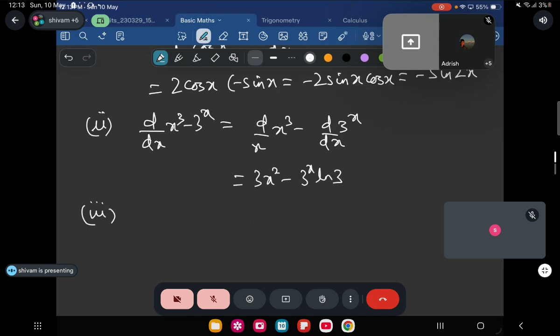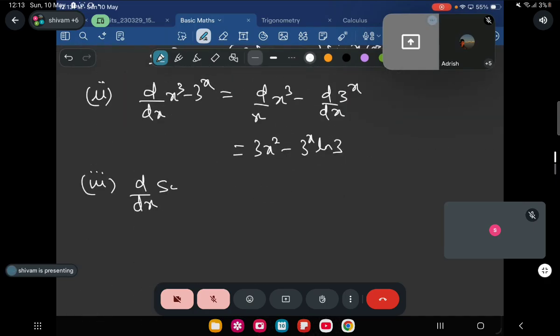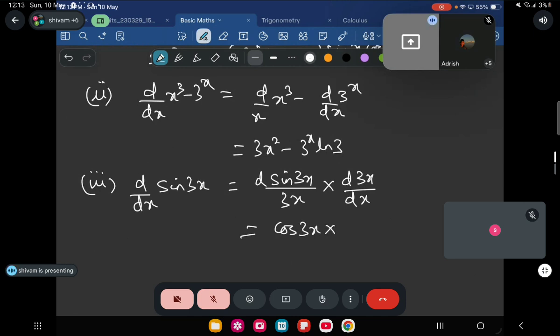Next, number 3. Number 3 is d by dx of sin 3x. See, we know the differentiation of sin theta, but not sin 3 theta. So first of all, we differentiate sin 3x with respect to 3x, and then you differentiate 3x upon dx. So d sin 3x will become cos 3x multiplied by d 3x. 3 will come outside. Do you remember constant multiple rule? dx by dx will become 1. So it will be 3 cos 3x.